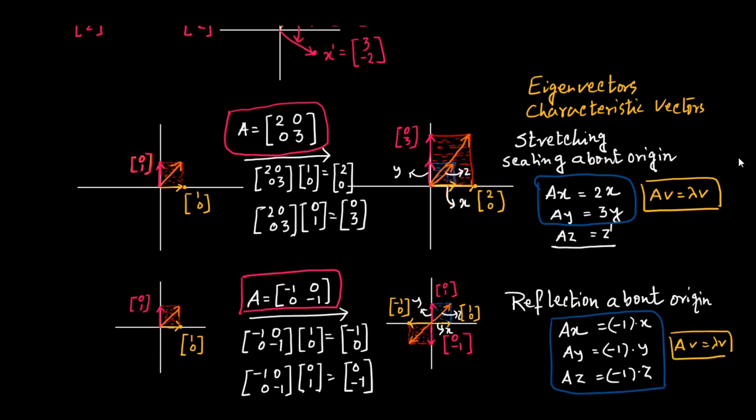Remember, this v has to be a non-null vector. This v cannot be a null vector, because if you consider a null vector, the relationship will become trivial. So all such non-null vectors which can be represented in this way for a matrix A will be called eigenvectors or characteristic vectors.